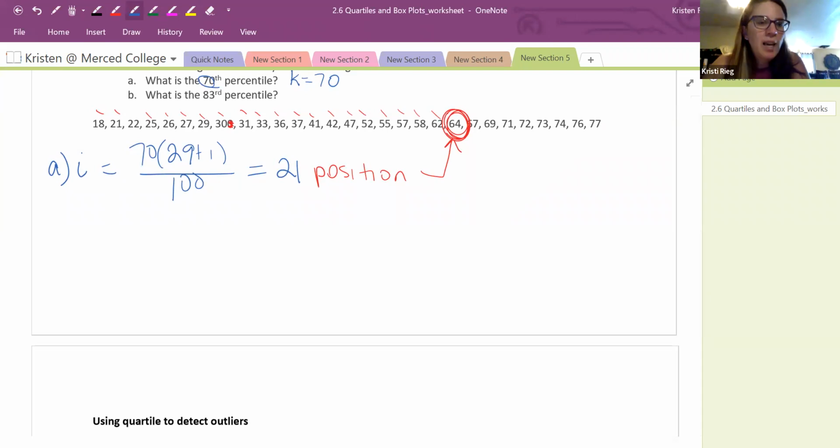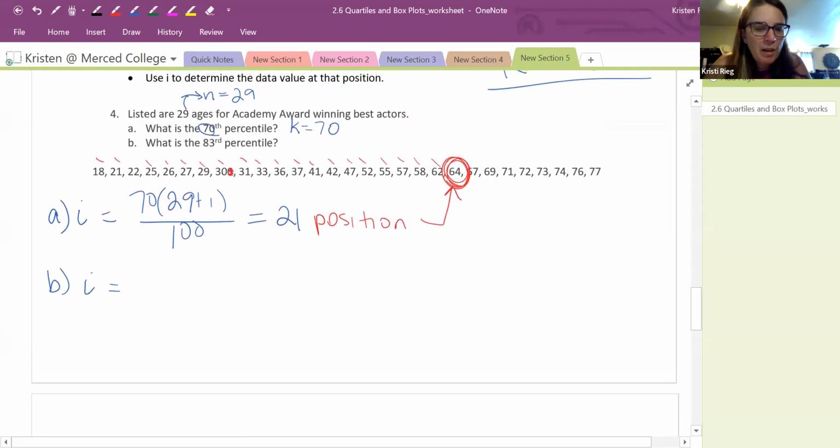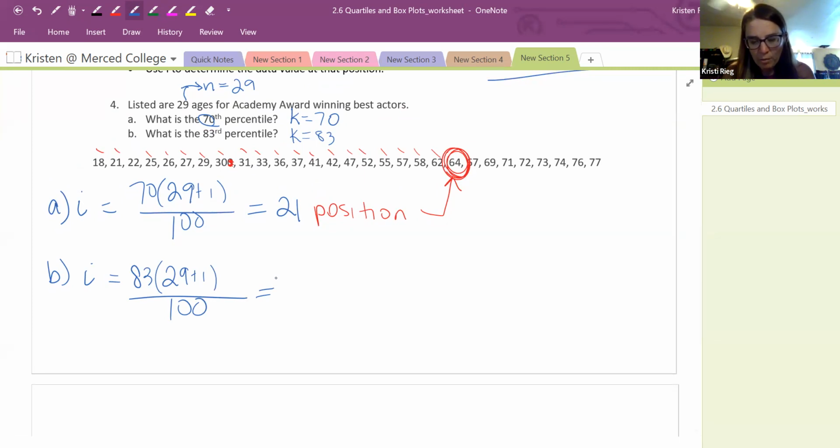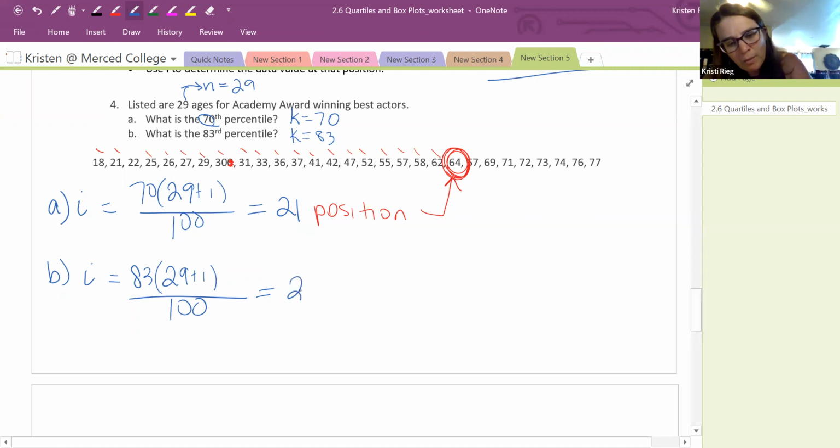And we have the same N, because we're talking about 29 numbers still, so that's the same. And then K this time is going to be 83 because it's the 83rd percentile. And we're going to divide this by 100. This time we should get a decimal. Okay, so we have 83 times 30, because 29 plus 1 is 30, divided by 100 is 24.9.